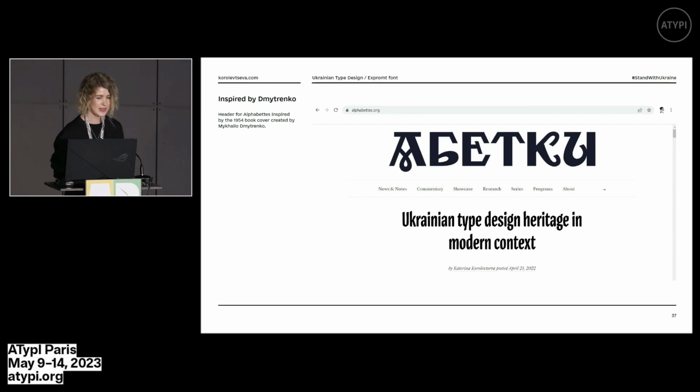Hello to all the amazing women from Alphabets. If you're here, let's meet after my talk. This header was inspired by the cover of Mikhailo Dmytrenko, and it's a translation of Alphabets into Ukrainian, abetki. And I also wrote a small article.